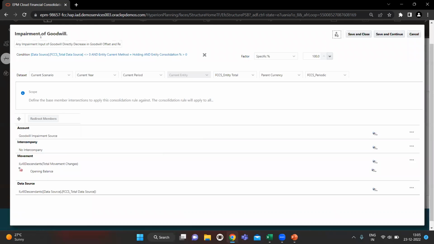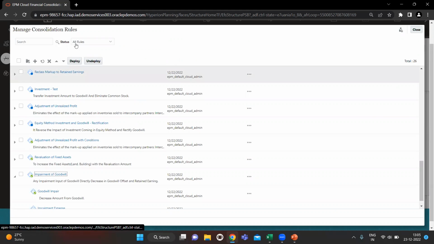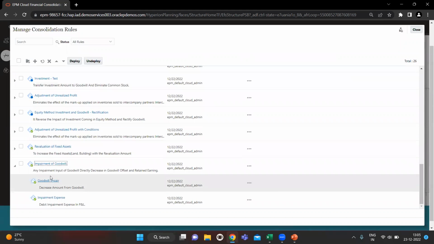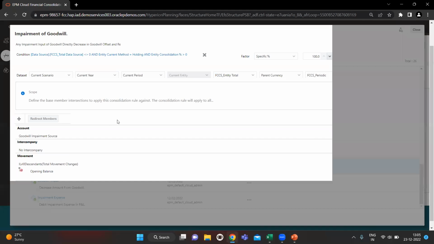So yes, as you can see, this is the create rule set. You can create any rule set with this icon, create rule set, and under this rule set you have to create the rule, which is just the alternative for the journal entries in my case.